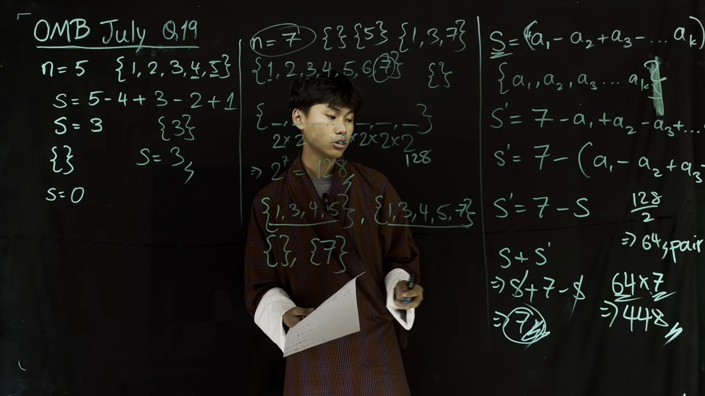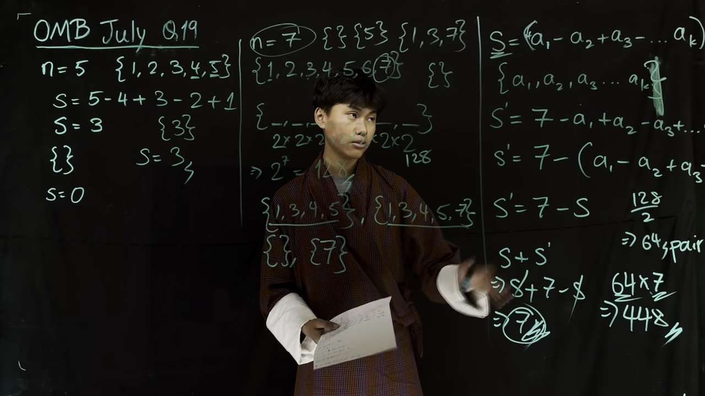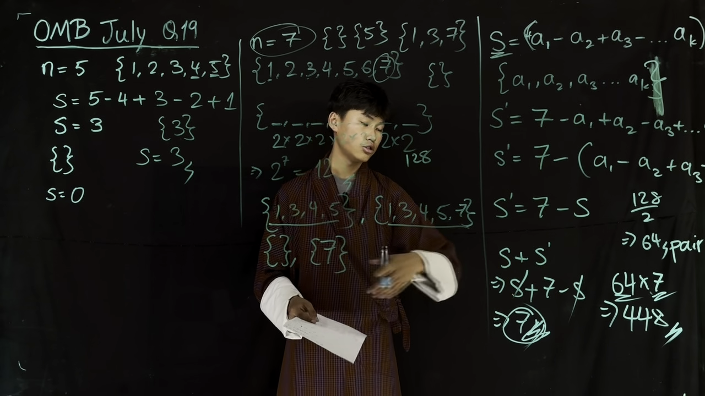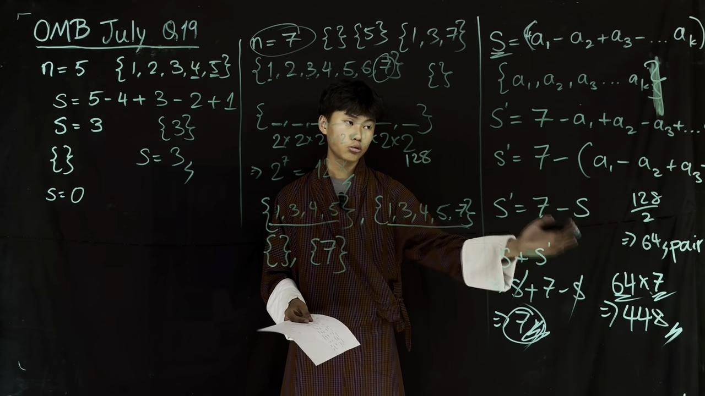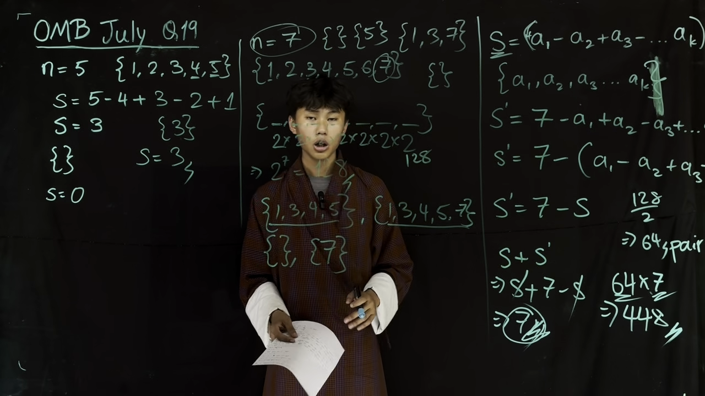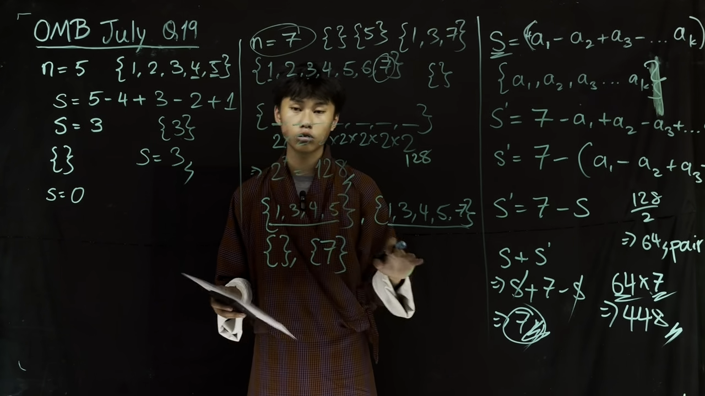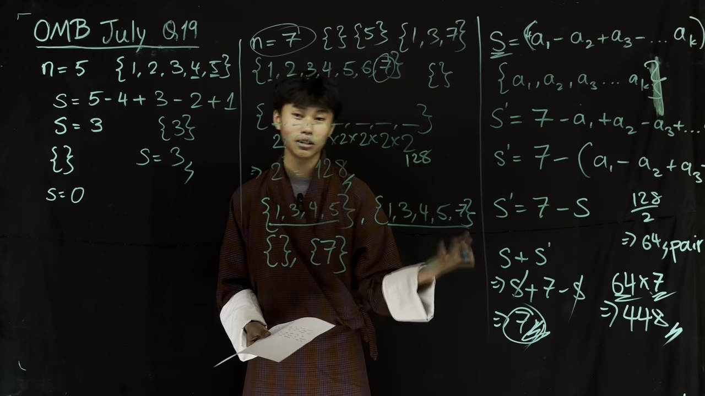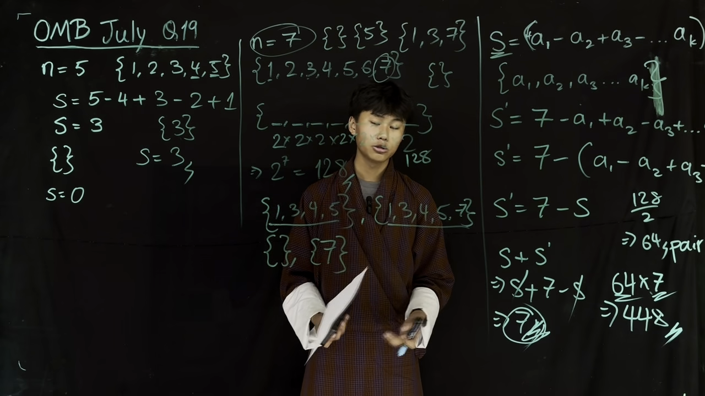I hope you understood what I taught today. It's a very interesting method, am I right? Creating pairs and adding them and getting to the answer just like that. Much quicker and much more interesting than brute forcing your way and listing down all of the possible subsets and finding the alternating sums and adding their alternating sums to get to the answer.